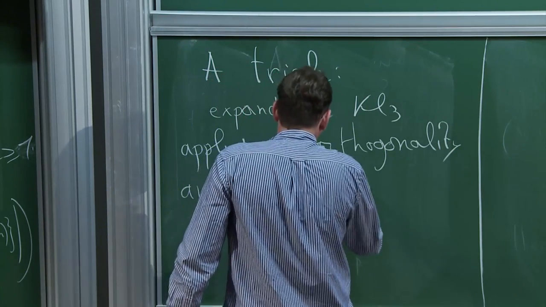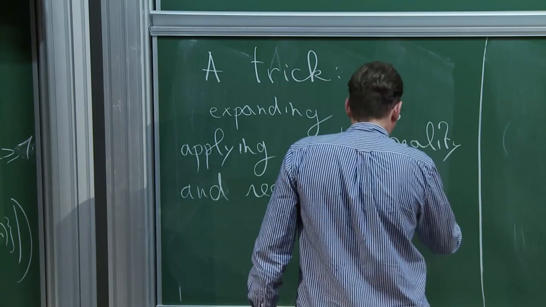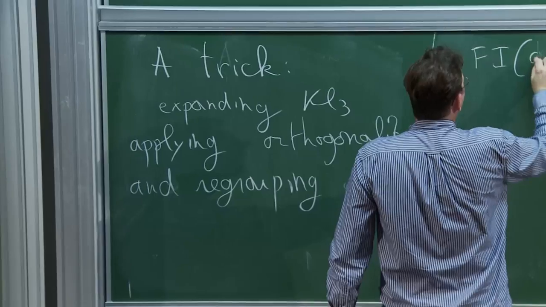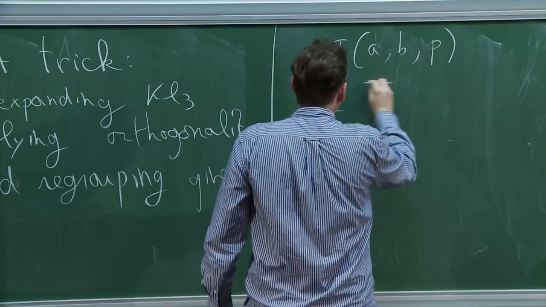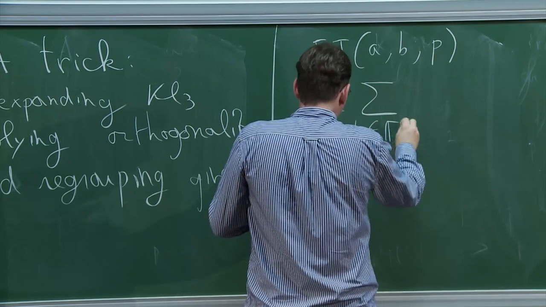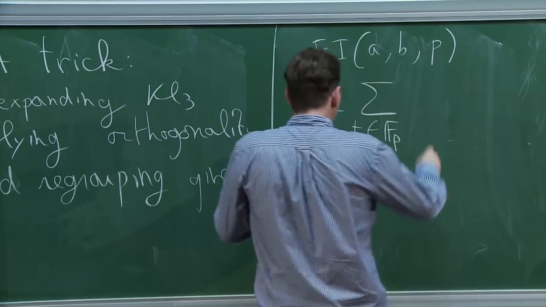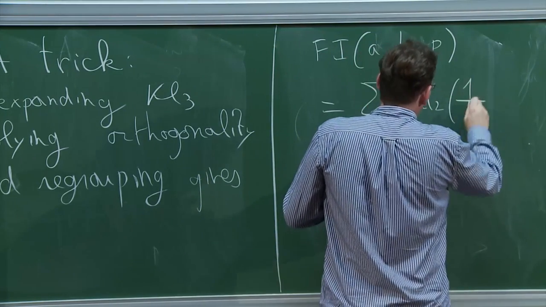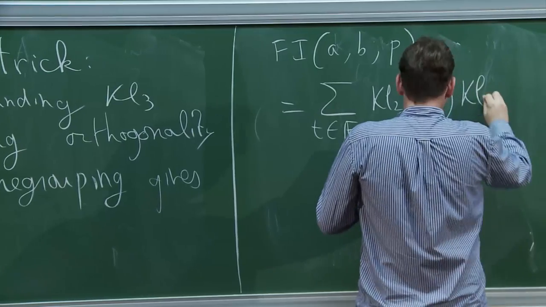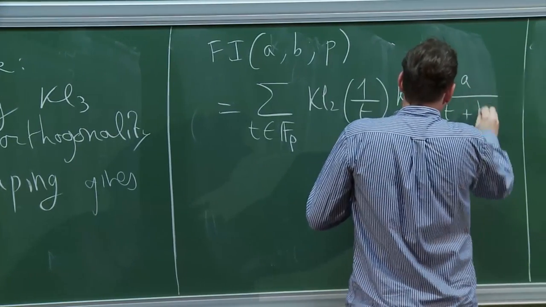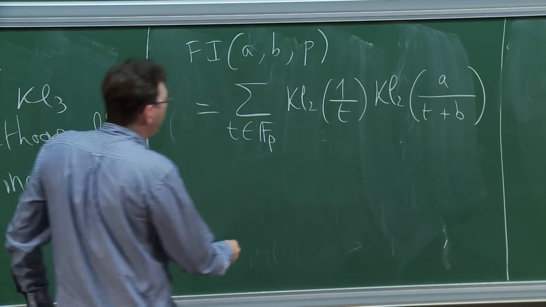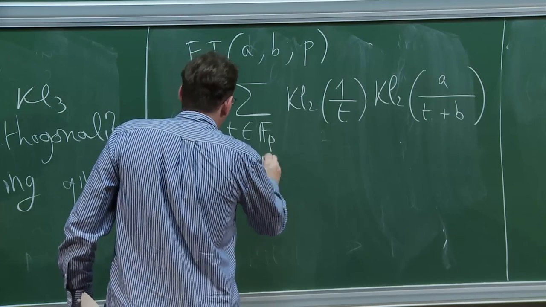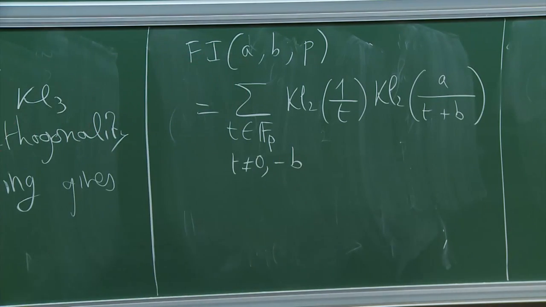You obtain a different formula, which is actually the way it's written explicitly, at least in the appendix of Birch and Bombieri. So they actually write it in this way. So you sum over T, and you have now a two-variable Kloosterman sum KL2 at 1 over T, and a KL2 at A over T plus B. So I don't put the P, it's implicit. And here you have to think that T is non-zero and not equal to minus B to not have infinity.